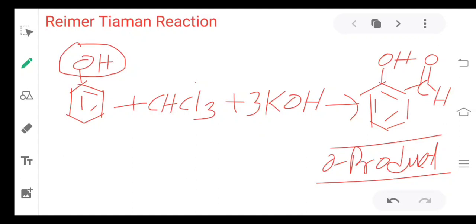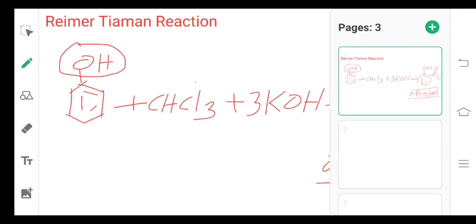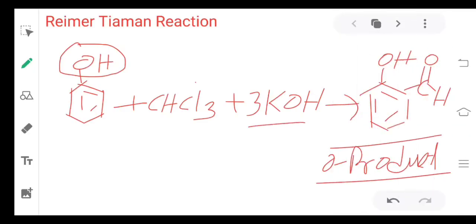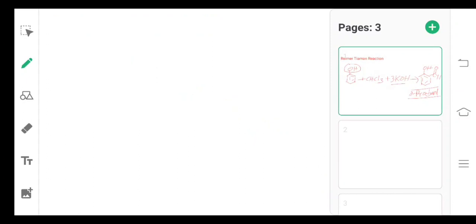So now students, let's discuss the mechanism part of this reaction, which is very important. In this reaction we are using 3 moles of base, and in the reaction mechanism I will also discuss how these 3 moles of base are actually working. The reaction involves a carbene intermediate.